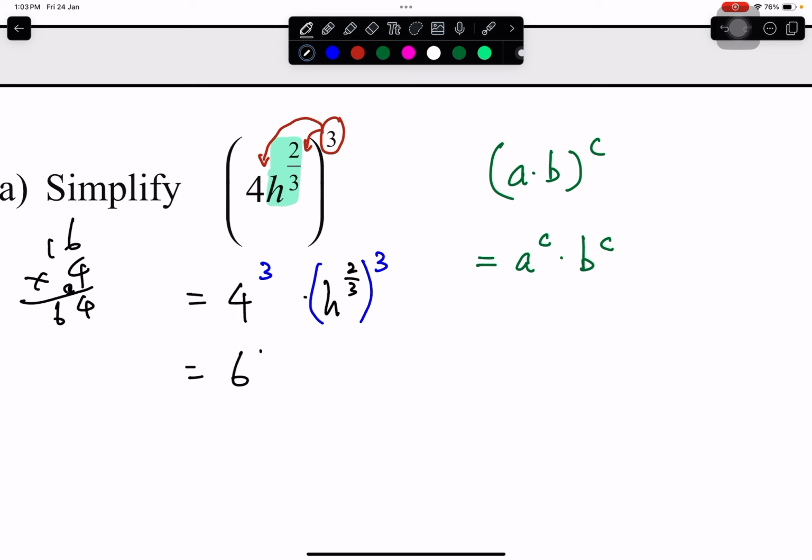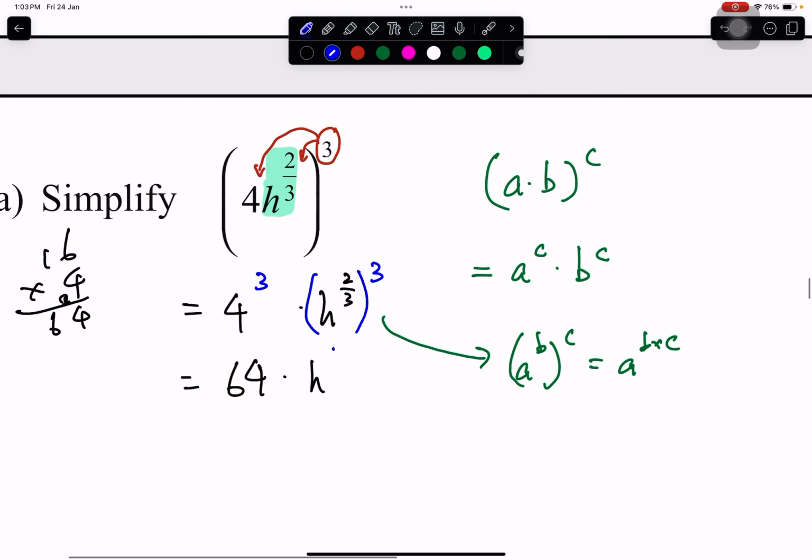64. So it is 64 times, and then this one will be the power of the power, a to the power of b to the power of c, which is a to the power of b times c. So it will be h to the power of 2 over 3 times 3. The 3 and the bottom 3 can cancel out, so we will have 64h squared.